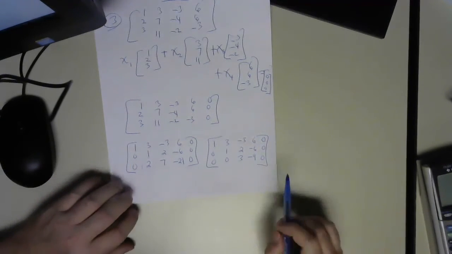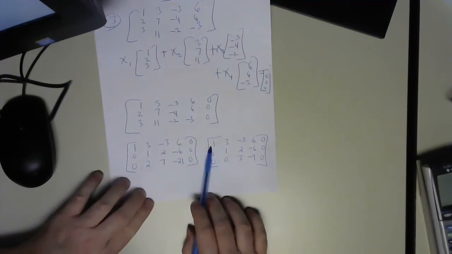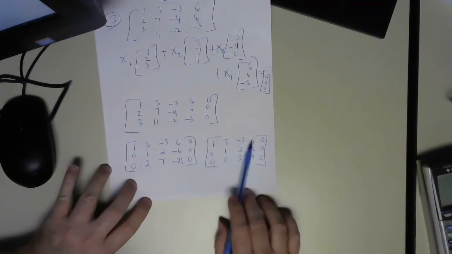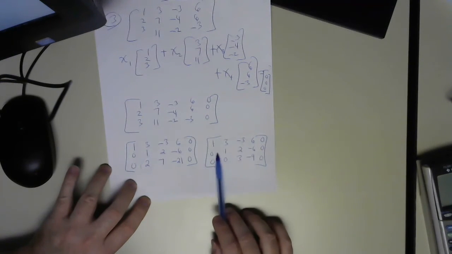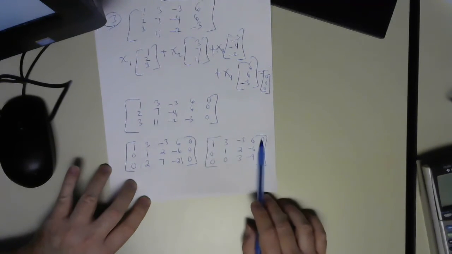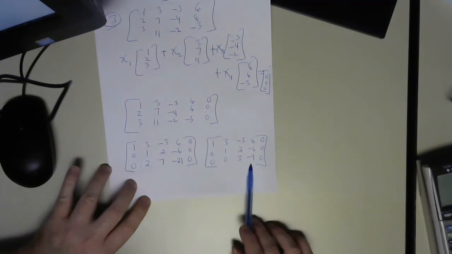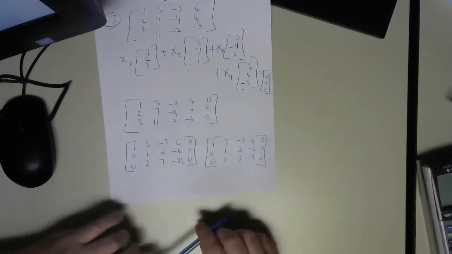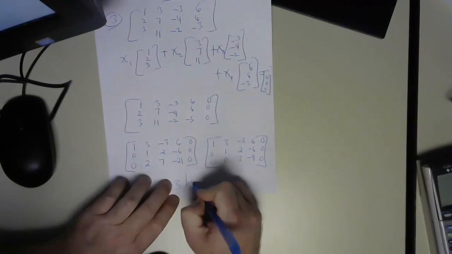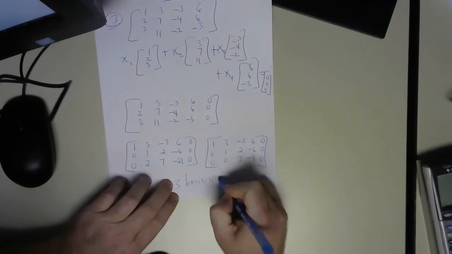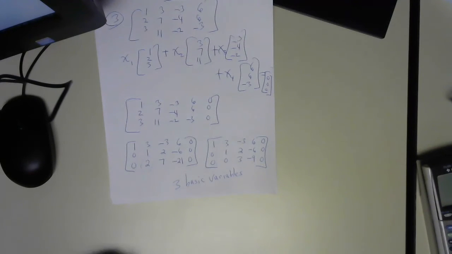Okay, so it looks like this thing has 3 pivot rows, because I was able to get a non-zero entry for the first non-zero element in each row, and the first non-zero entry in each row is immediately to the right of the first non-zero entry of the row right above it. So it looks like we have 3 basic variables, because we have 3 pivot columns.